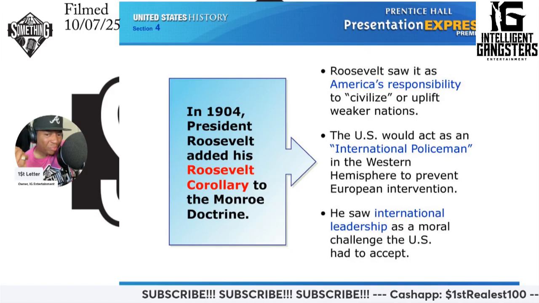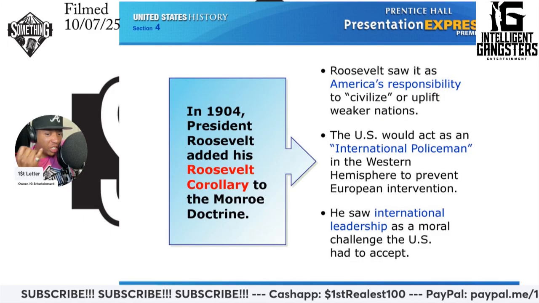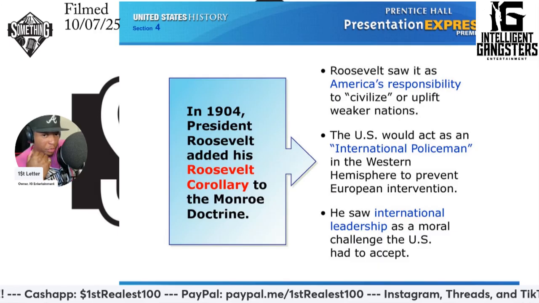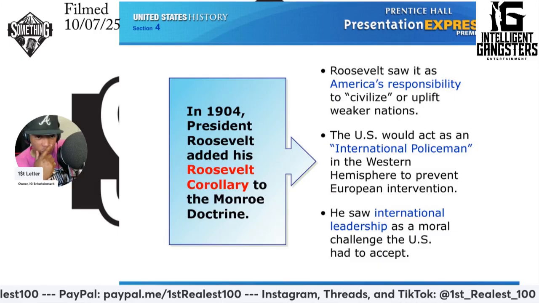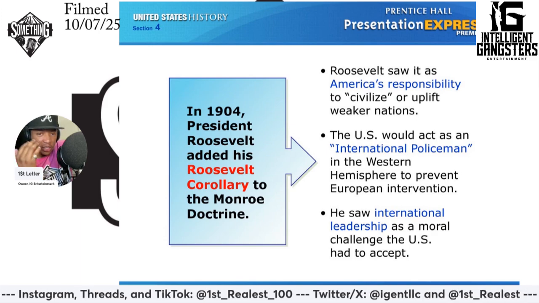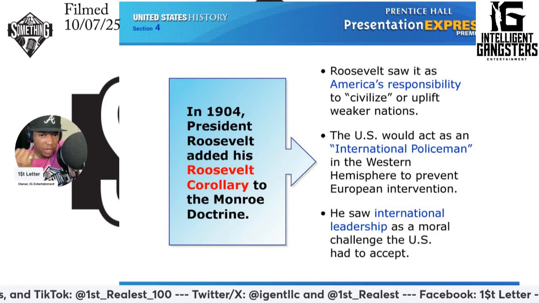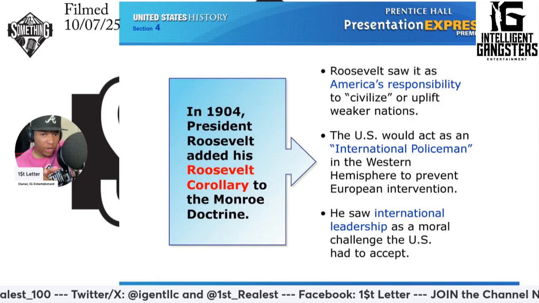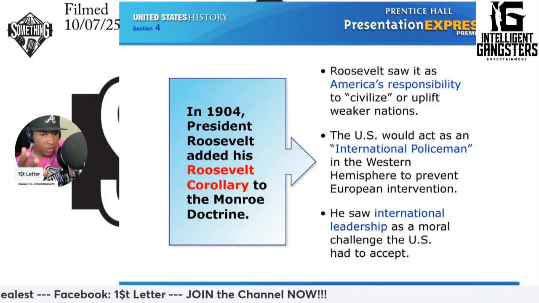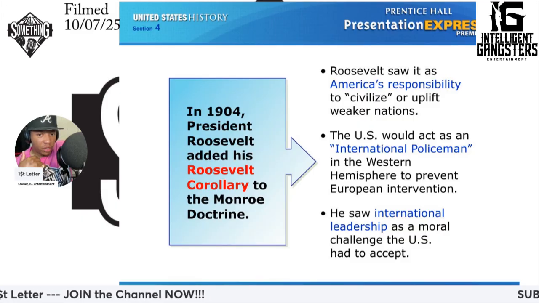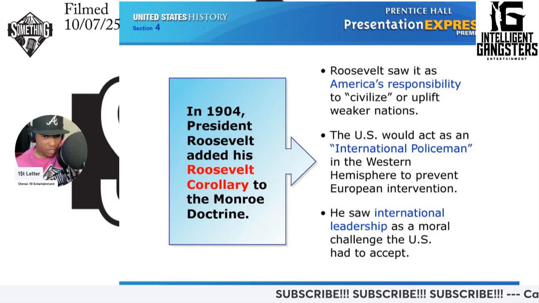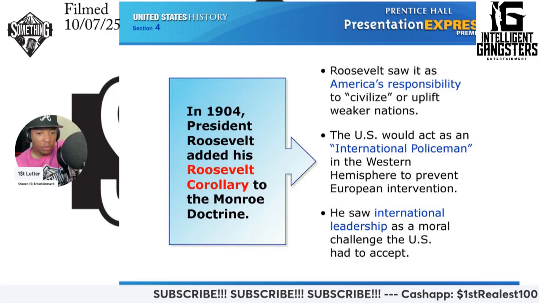Okay? He also got some racism mixed in that shit. Good old fashioned racism, of course, is mixed in there with him saying Roosevelt saw it as America's responsibility to civilize or uplift weaker nations. That's just racist. Okay. Like you got to civilize these motherfuckers like they some savages or some shit, you know what I'm talking about? Like they need to be trained up by the white man. Also talking about the US would act as an international policeman in the Western Hemisphere to prevent European intervention. So acting like we got to police these people. They can't hold up for themselves, so we got to do it. See, talking about it's a moral challenge, you know, to police this side of the world.